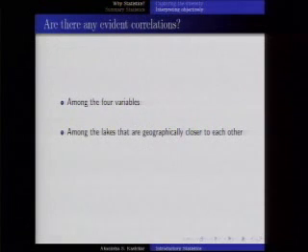Then second correlation can be due to geography. If 2 lakes are closer to each other, then water in one lake is going to be similar to the water in another lake. So due to regional similarities there can be some correlation.